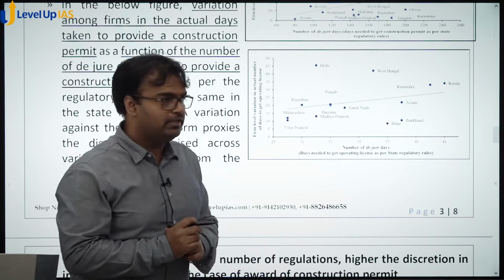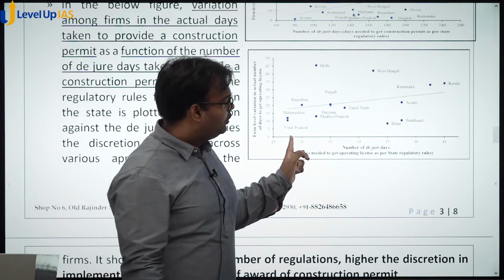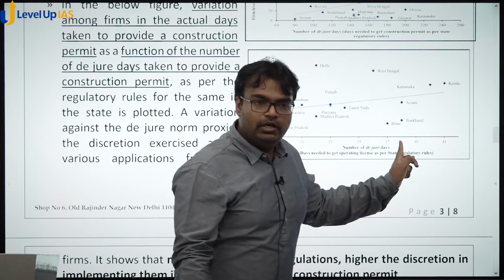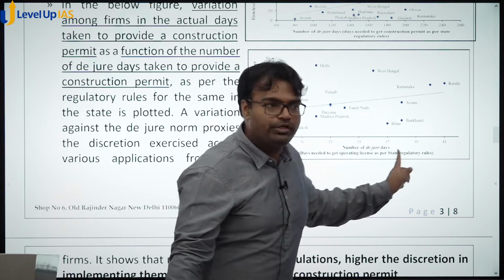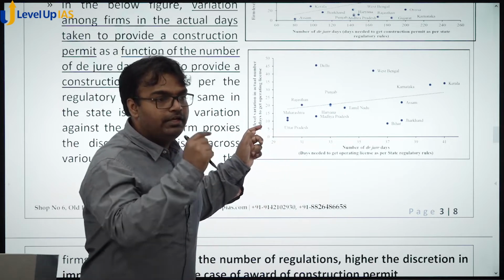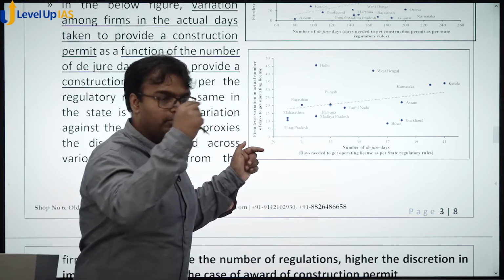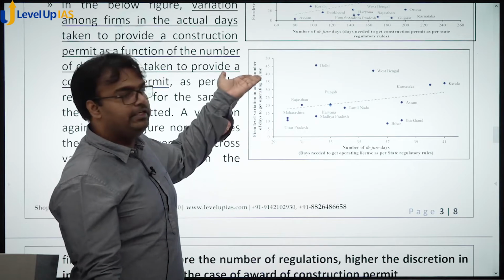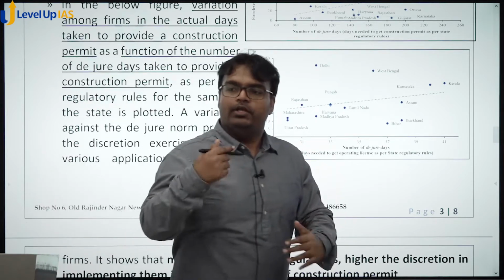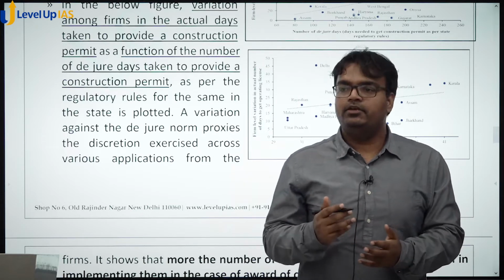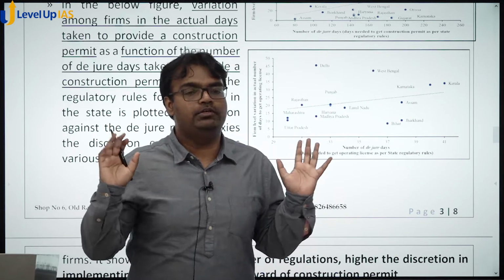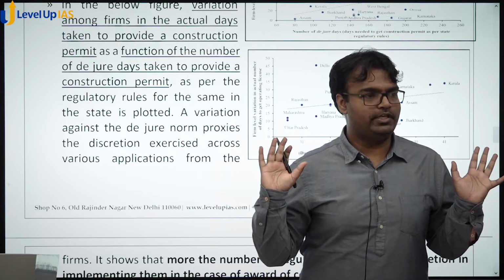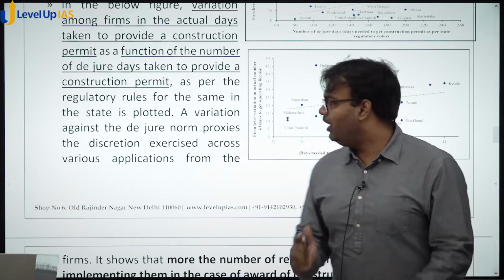For getting an operating license in the country, the states which legally take a higher number of days, that is, the states which are more regulated, their number of days taken for giving licenses increases. Did you understand? So here they're saying that by this proof we can say that over-regulation leads to increased discretion. Because you're covering every dimension, it does not mean that people will follow the norms and discretion would not be there. Discretion is there even after over-regulation.